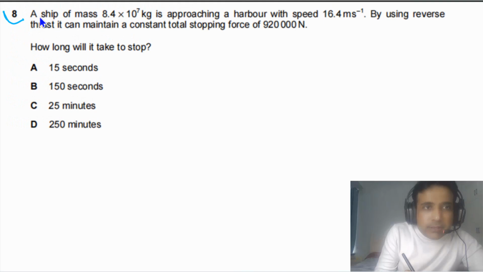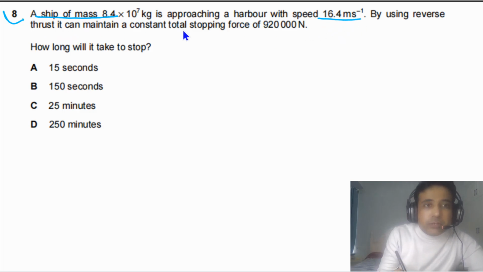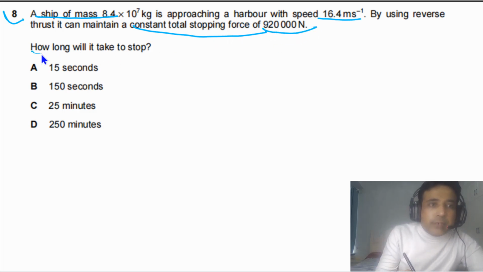Question number 8 says, a ship of mass 8.4 times 10 to the 7 kg is approaching a harbor with a speed of 16.4 meters per second. By using reverse thrust, it can maintain a constant total stopping force of 920,000 newtons. We need to find out how long it will take to stop the ship.